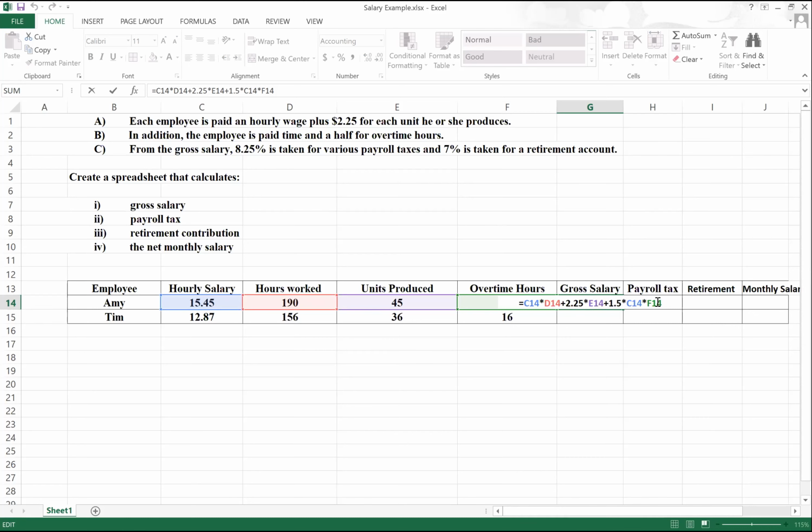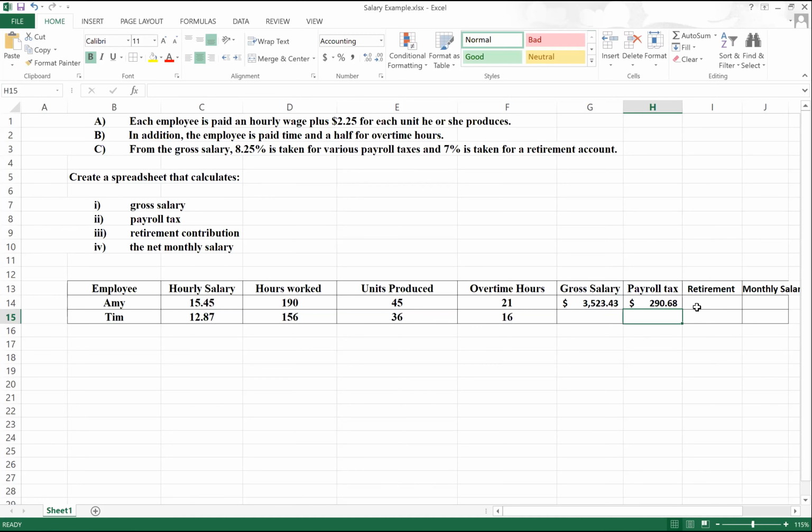Okay, very good. So 3 elements, right? Remember when you calculate that, make sure you do not skip any one of these. And also the overtime pay is 1.5 times as much as the regular hourly rate, the hourly salary. Now let's calculate the payroll tax. Payroll tax is 8.25%. You can just put in 8.25% of the gross salary, right? Okay, so we have that.